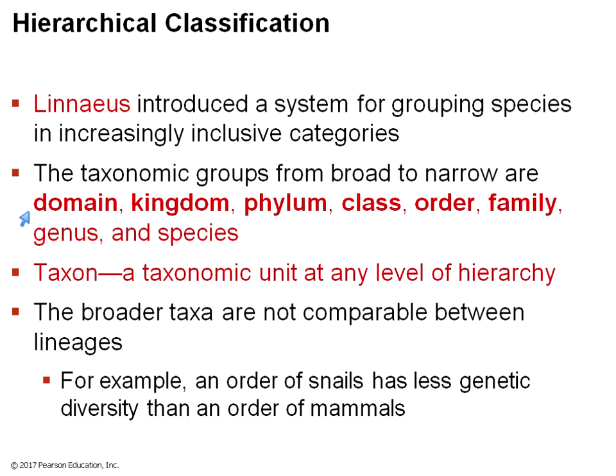Taxon is defined as any taxonomic unit at any level of the hierarchy. They make the statement here that the broader taxa are not comparable between lineages. So looking at an order of snails isn't equivalent to looking at an order of mammals. Characteristics are going to be different. The genetic makeup, totally different.